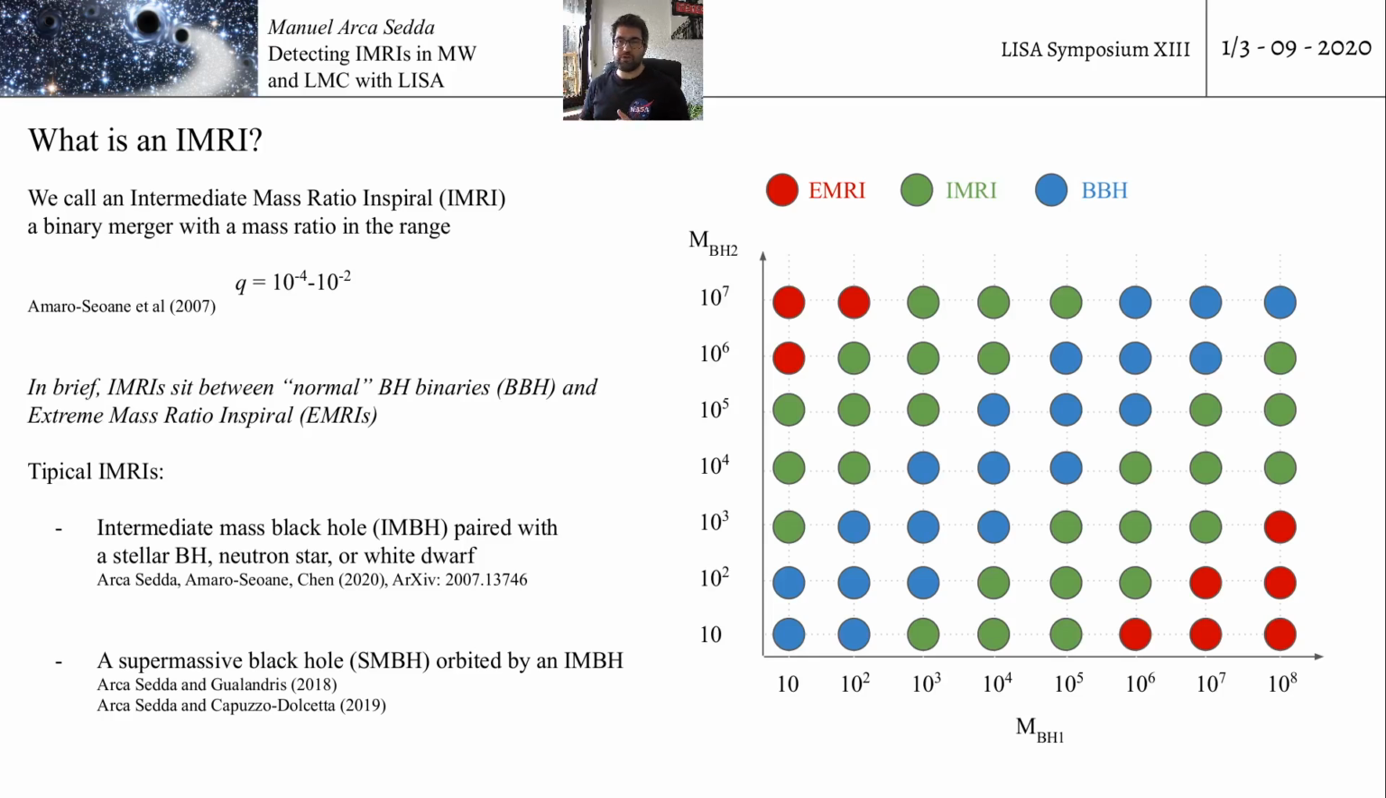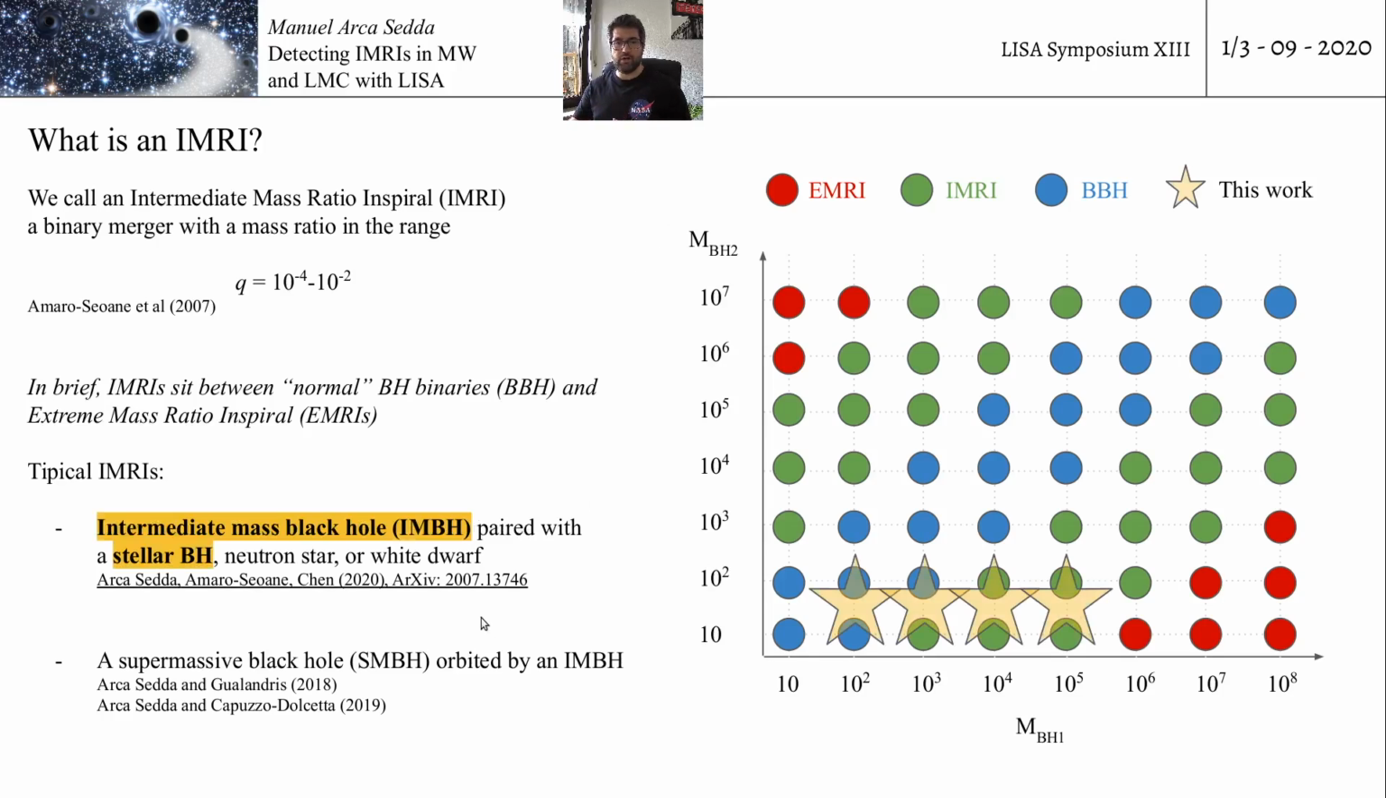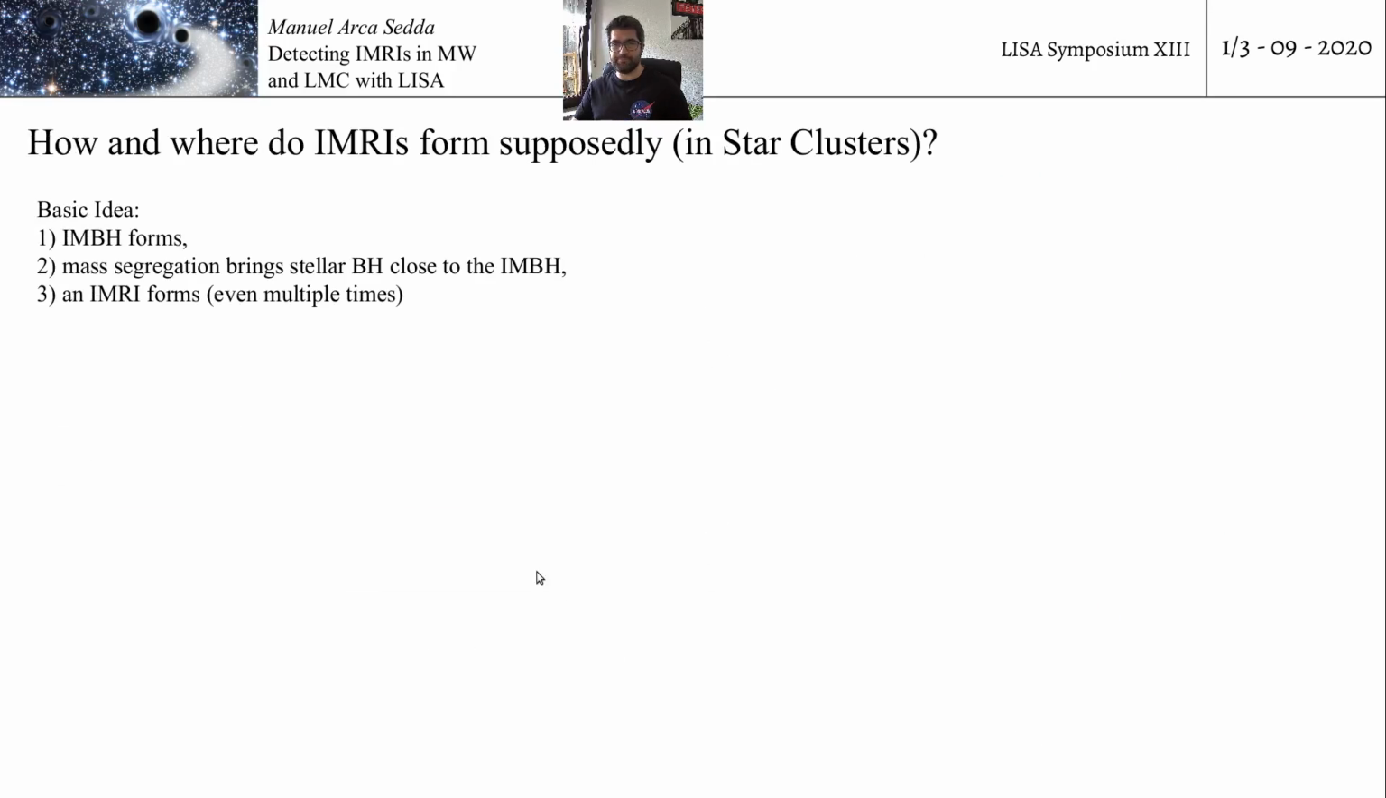The typical mass ratio for this object is 10 to the minus 3, 10 to the minus 2, and several types of them exist. Today we will be talking about an intermediate mass black hole paired with a stellar black hole, and we will be exploring the mass range between 10 to the 2 and 10 to the 5 solar masses.